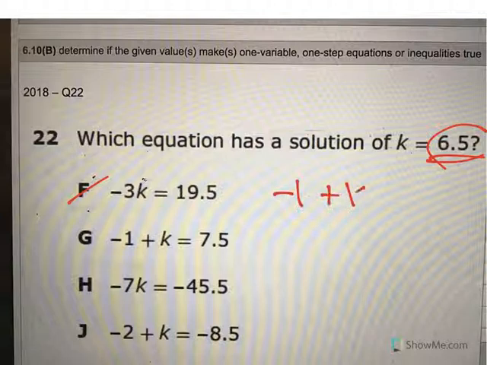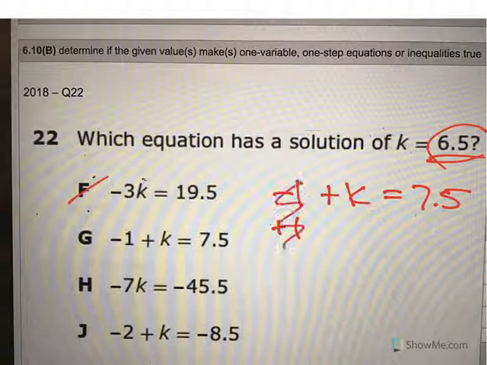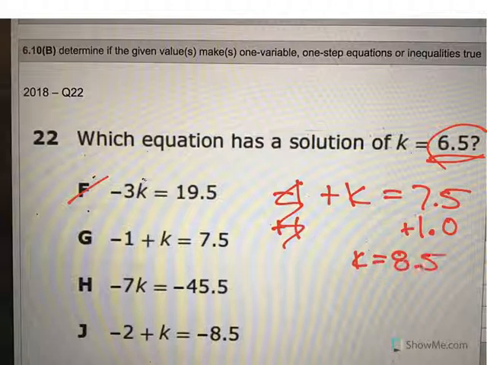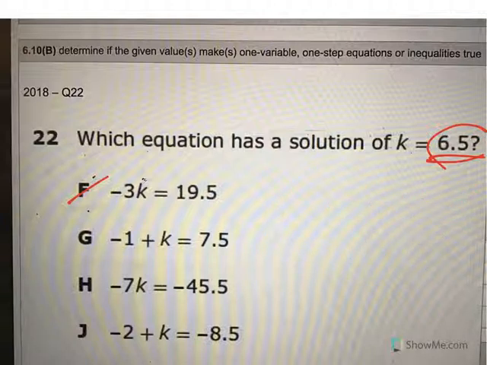Negative 1 plus k equals 7.5. So, isolating the variable, I'm adding negative 1. What's the opposite of adding negative 1? Adding a positive 1, because they cancel out. Negative 1 plus 1 is 0. Whatever you do to the left side, you do to the right side. Always line up the place value. That gives me k equals 8.5. Well, that's kind of close, I guess, but that's not the same thing as 6.5. So it's not G. All right, let's look at H.